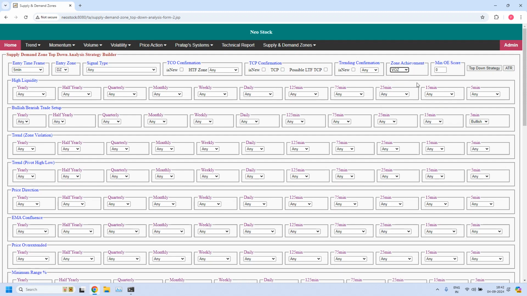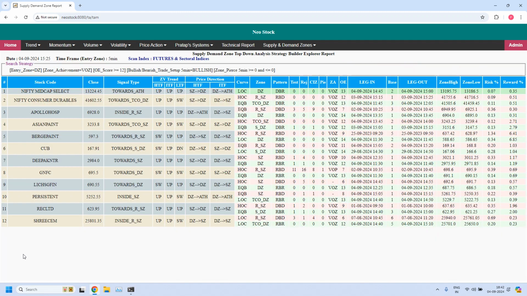Zone achievement is violated, opposing zone, minimum order enhancer score 12. All the 3 filters are applied to 5 minutes demand zone. Now 12 stocks are filtered. All these 12 stocks are supporting bullish trade setup for hourly income trade.